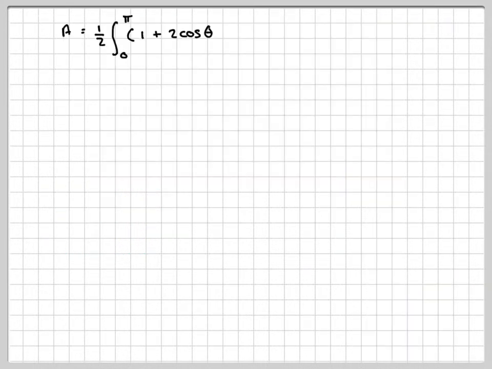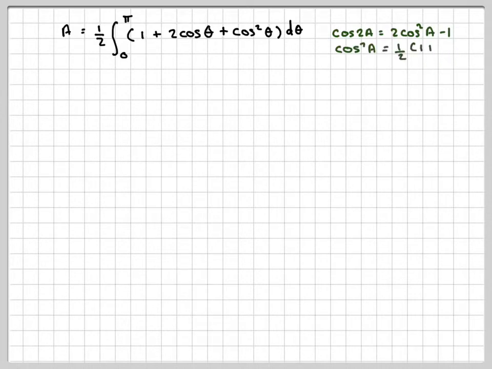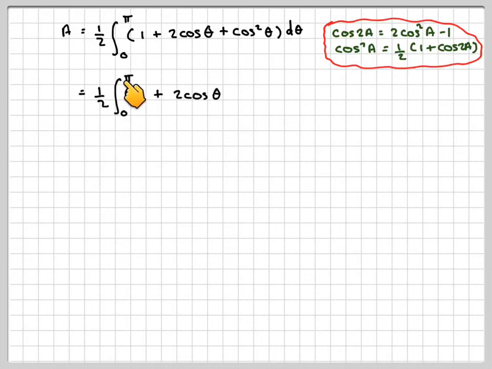Right, in order to do the integral of cos squared theta, we need to do a substitution of a trig variable. So we know that cos 2a is 2 cos squared a minus 1. Therefore, cos squared a is equal to a half of 1 plus cos 2a. This is the standard result. So substituting in, we get a half times the integral from 0 to pi of 1 plus 2 cos theta, replacing cos squared with a half plus a half cos 2 theta d theta.